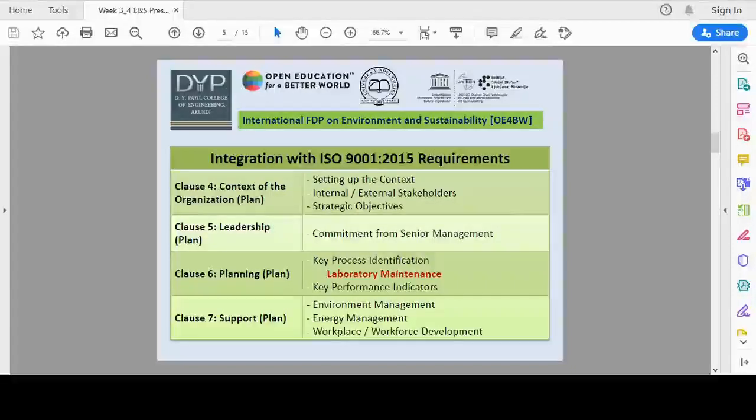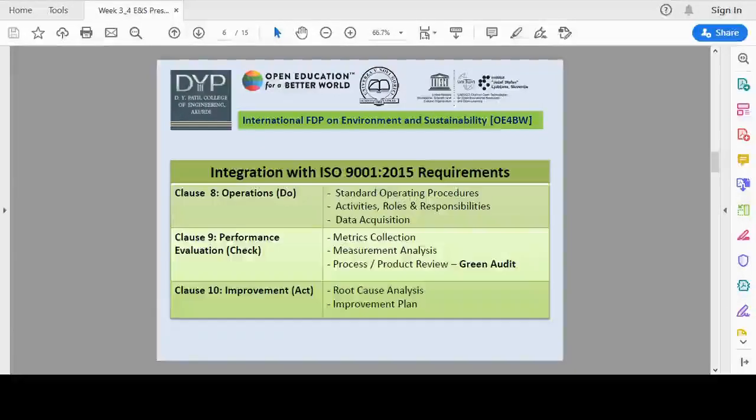One such key process could be the laboratory maintenance process. Clause 7 talks about the supporting process. Here, an educational institution can bring in environment management system, energy management system, workplace and workforce development to the scope of its QMS. Clause 8 talks about the operations, various standard operating procedures, the sub-activities, roles and responsibilities of each process owner. The data acquisition mechanism has to be clearly defined by this clause.